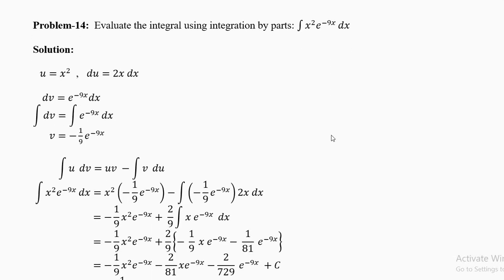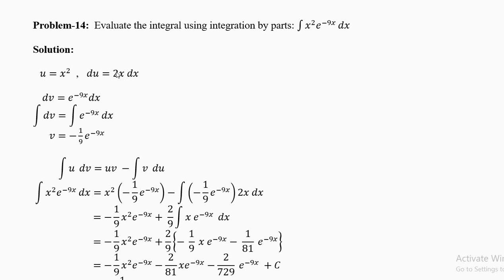Now this is your realistic question. Evaluate the integral x square e power minus 9x dx. Put u equal to x square, du equal to 2x dx, dv equal to e power minus 9x dx. This is very important. U equal to x square, dv equal to e power minus 9x dx. Now differentiate u, you will get du equal to 2x dx.